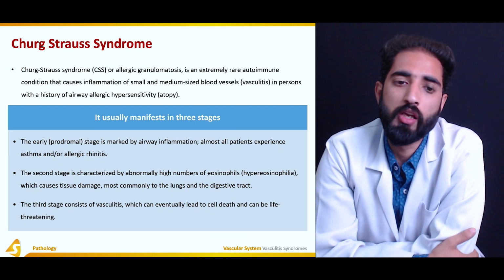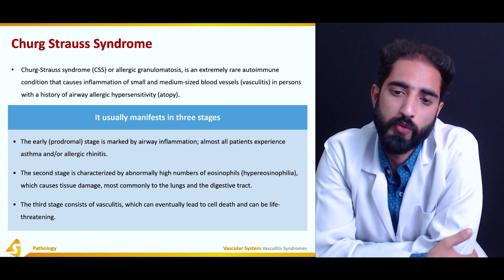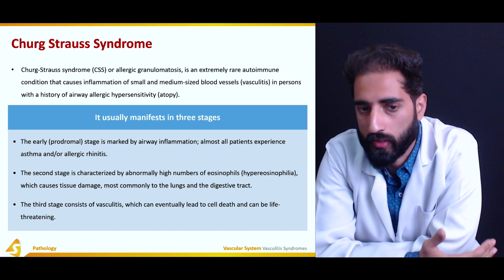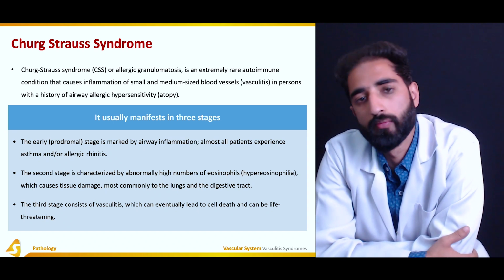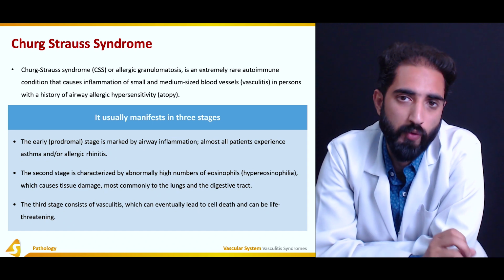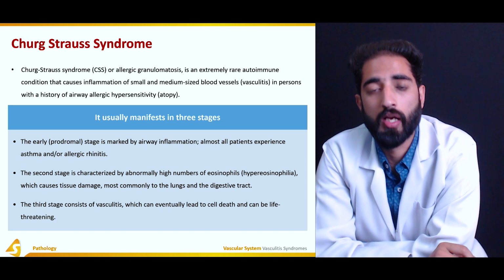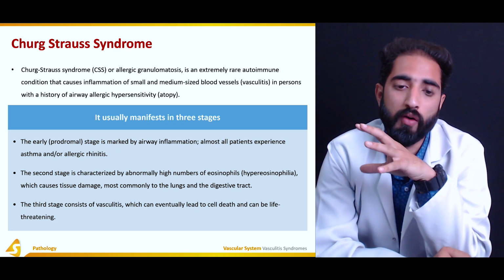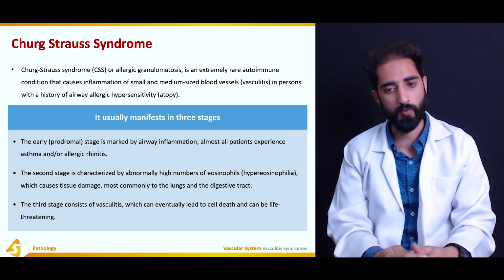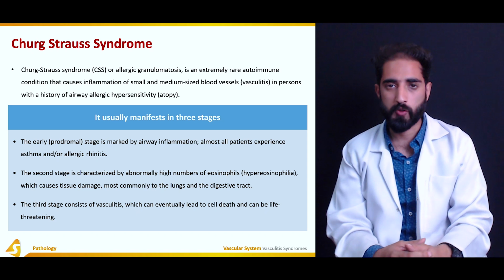Moving on, we have the Churg-Strauss syndrome, which is an allergic granulomatosis, an extremely rare autoimmune condition or vasculitis. And this involves medium or small size blood vessels specifically, especially in persons with a positive history of airway allergic hypersensitivity, also known as atopy. And it usually manifests in 3 stages in such patients.